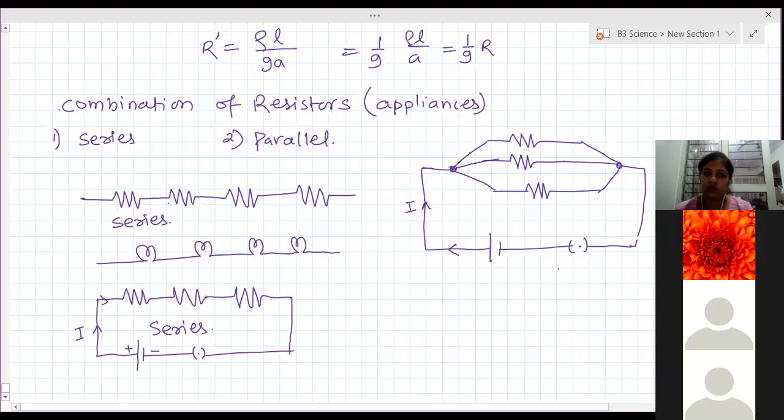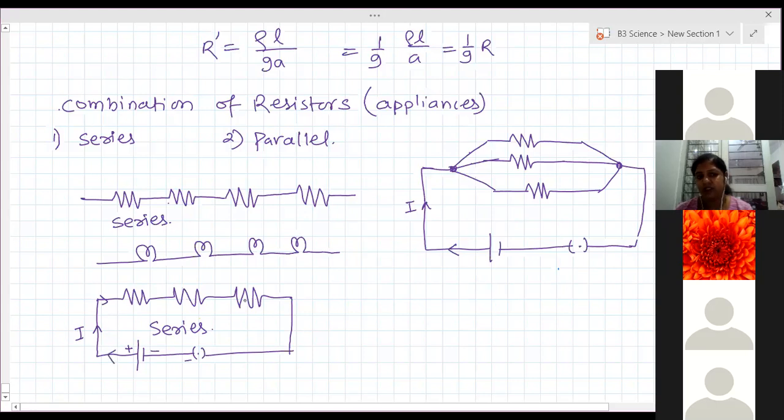Here, the same, because there is only one pipe flowing through all three, right? Only a single pipe is carrying this water from the tank. Therefore, the amount of water flowing through all three will be the same. What if the resistors have different values? Then also the current coming out of the battery will remain the same across each. Clear? Yes.